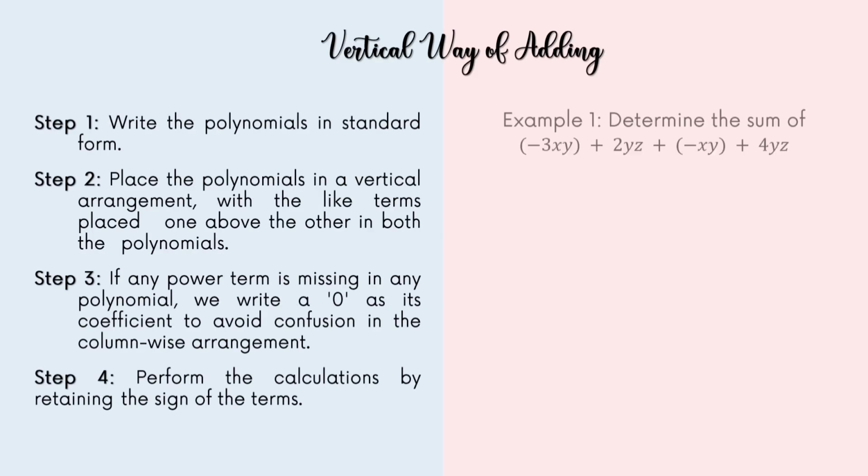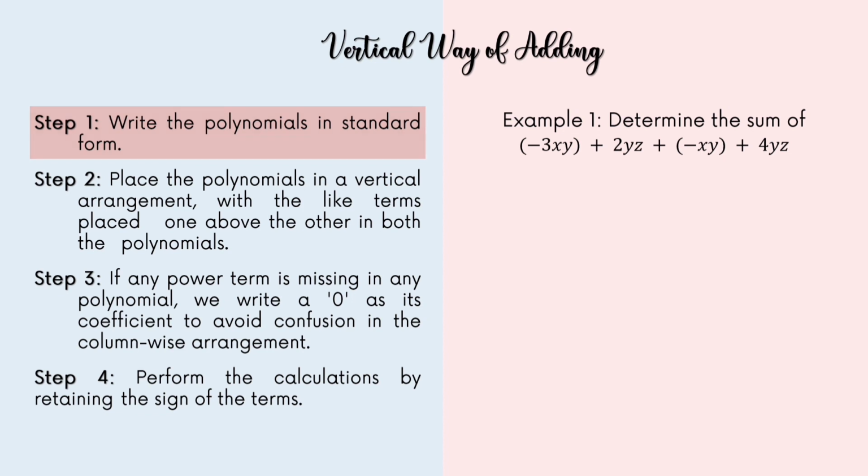Let us now try to check if we can derive the same answer using the vertical way of adding. Using the same example, we are going to determine the sum of negative 3xy plus 2yz plus negative xy plus 4yz. Following this step, first is we are going to write the polynomials in standard form, which means we have to write it in descending order, and as we can notice, the given is already written in standard form.